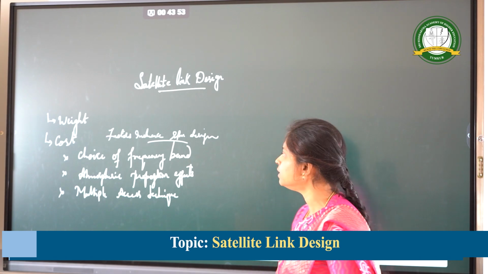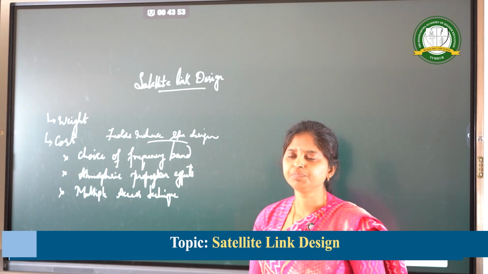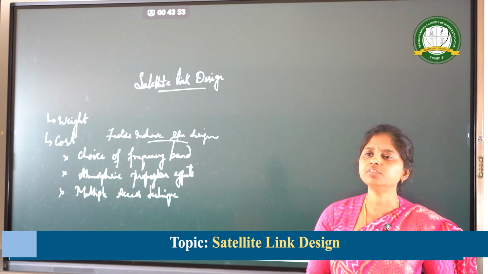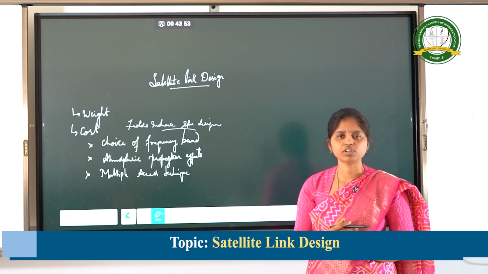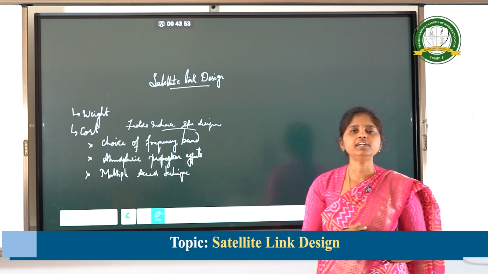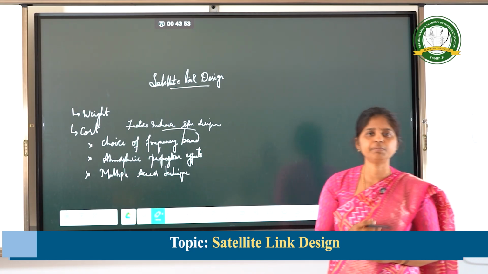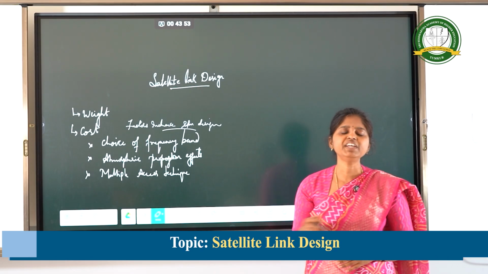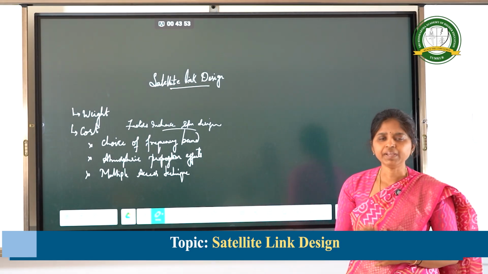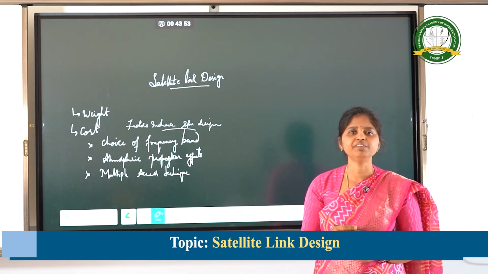So the first thing is the choice of the frequency band. Whenever we want to design a satellite, the first thing is the choice of the frequency band, whether it comes under L band, X band, K band, Ka band or Ku band. These are the frequency bands we need to mainly focus on, to decide which frequency band we are going to design the satellite for.